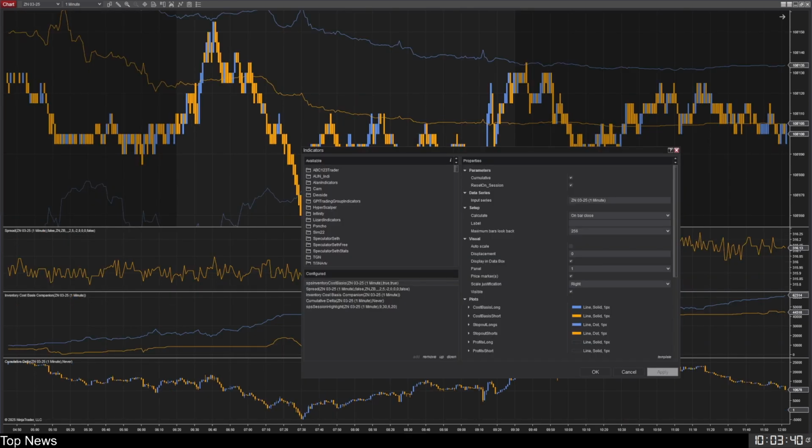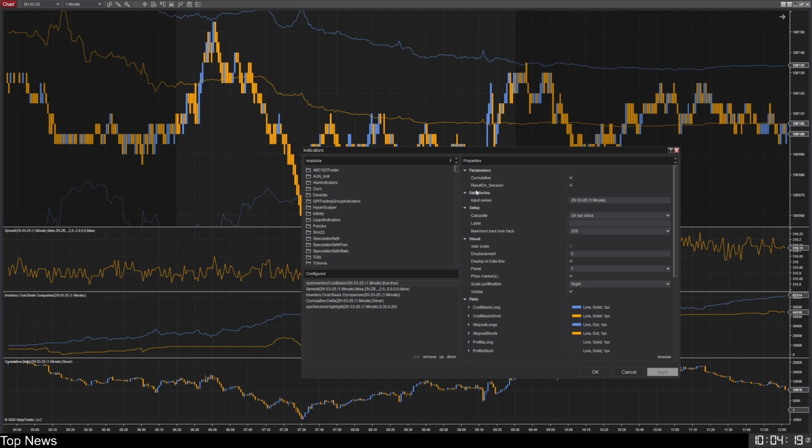Okay, so let's talk about some of the parameters of the indicator itself and the companion indicator. In most cases, you're going to want this cumulative and reset on session checked. Cumulative basically determines whether or not the inventories reset at the end of each bar. So typically you want to have that, unless you're really trying to take a high level view, like a 30-minute bar, and you want to see what was going on just within that bar. Then you might want to turn cumulative off.